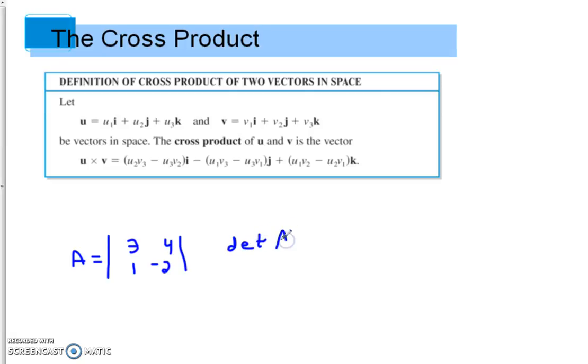The determinant of A is found by doing this. We take 3 times -2 minus 1 times 4. So 3 times -2 is -6, minus 4, is equal to -10. And it's just a number. That's called the determinant of that matrix. And we're going to be using that concept here.